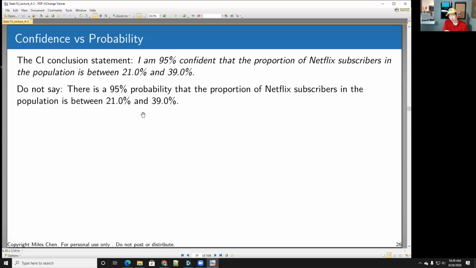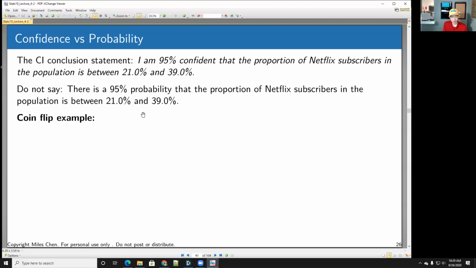You don't know how it landed. You can't see how it landed. So all you can say is I am 50% confident that it landed heads. But talking about the probability that it landed heads is kind of a nonsense question because it either did or it did not.